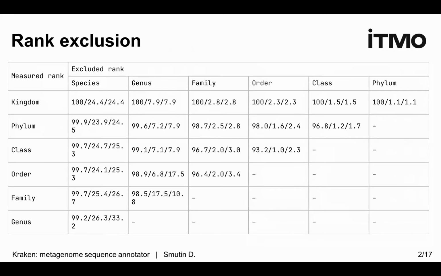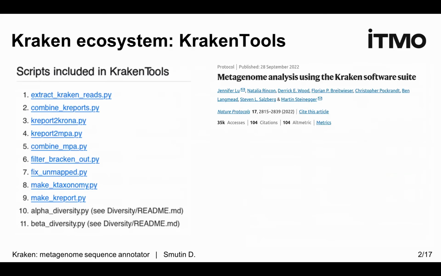Also, they tried to exclude some ranks to predict how well Kraken classifies without them, and how precise it is. And it is pretty precise. The voting algorithm is really good here. That's basically it about the article, but I would like to tell something about why Kraken is so popular nowadays.